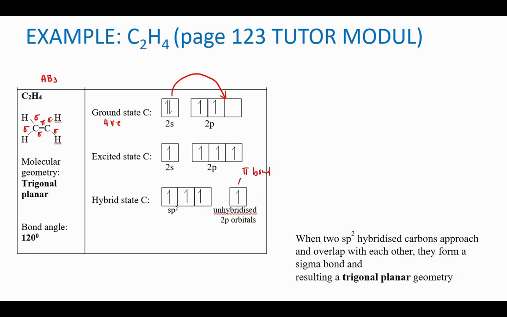Now let's draw. So we know that the shape is trigonal planar. So let's draw the shape of trigonal planar. Okay, this is carbon again, and then the other carbon here. Okay, this is the other carbon atom. So we have one electron in each orbital for the carbon atoms.